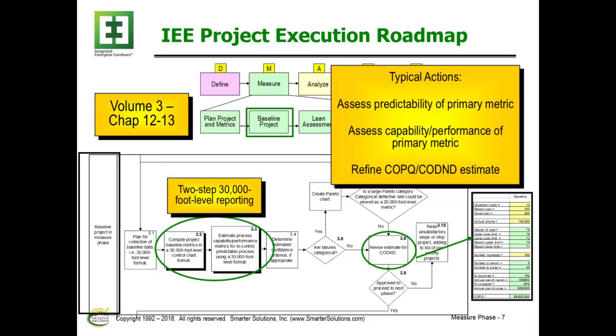Now, if we move on to baseline project, there's basically two steps that I'm looking at relative to creation of 30,000-foot level reporting. One is to see if the process is stable from a high level point of view, and if it is, we'll make a prediction statement of how we're performing. And that's what I think is really important to use and create a baseline for our project. The other thing we'd like to look at is what is the cost of doing nothing differently within the overall project.